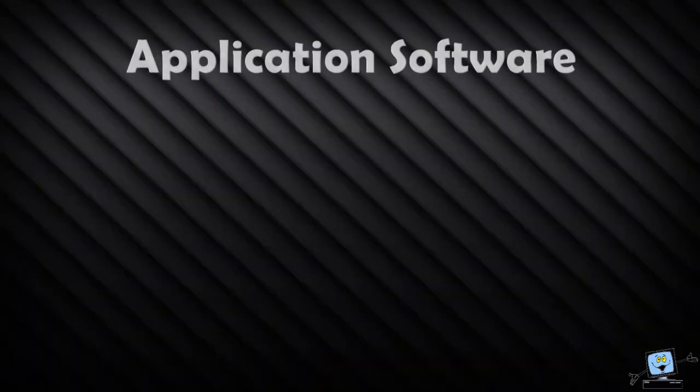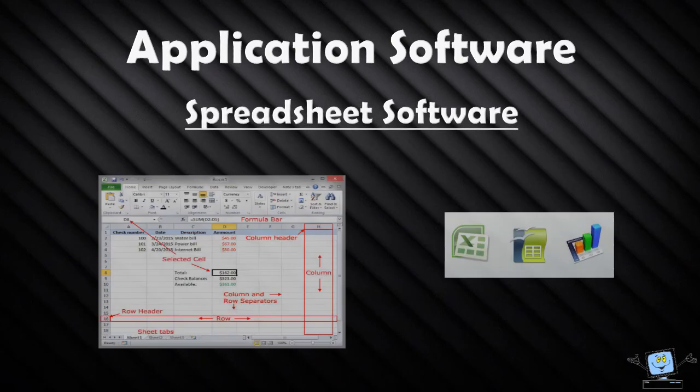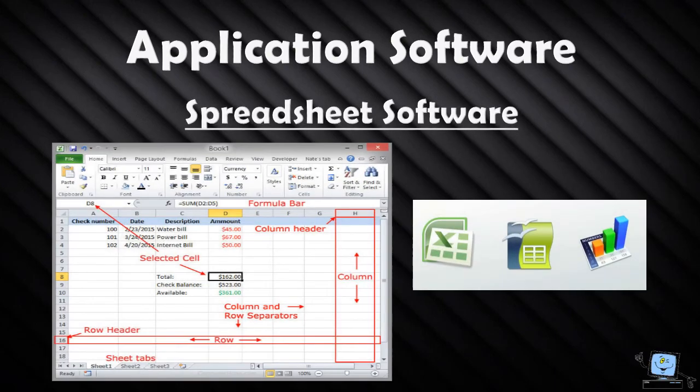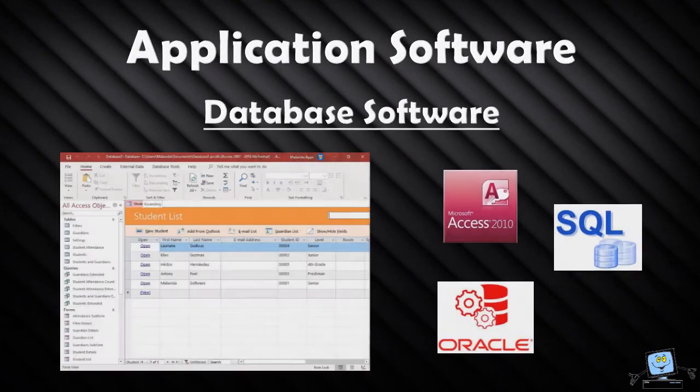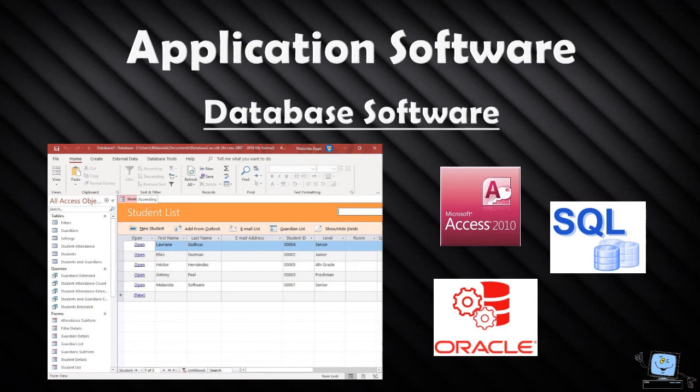Spreadsheet software. It is used to enter data in tables that contain rows and columns. For example, Microsoft Excel. Database software. It is used to store and manage information or data. For example, Microsoft Access and Oracle.